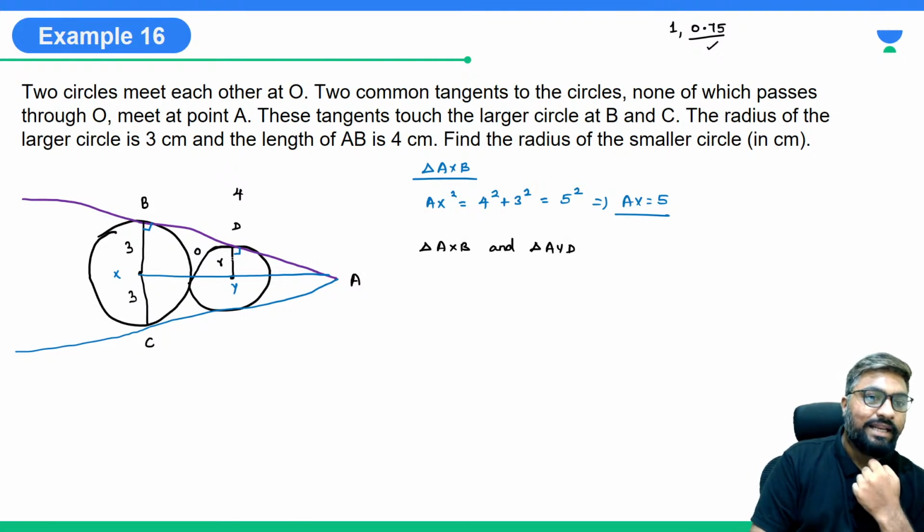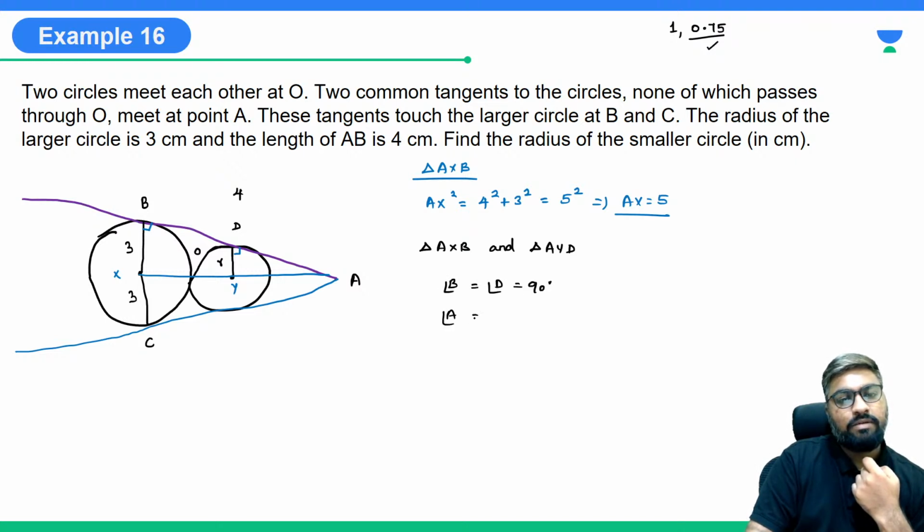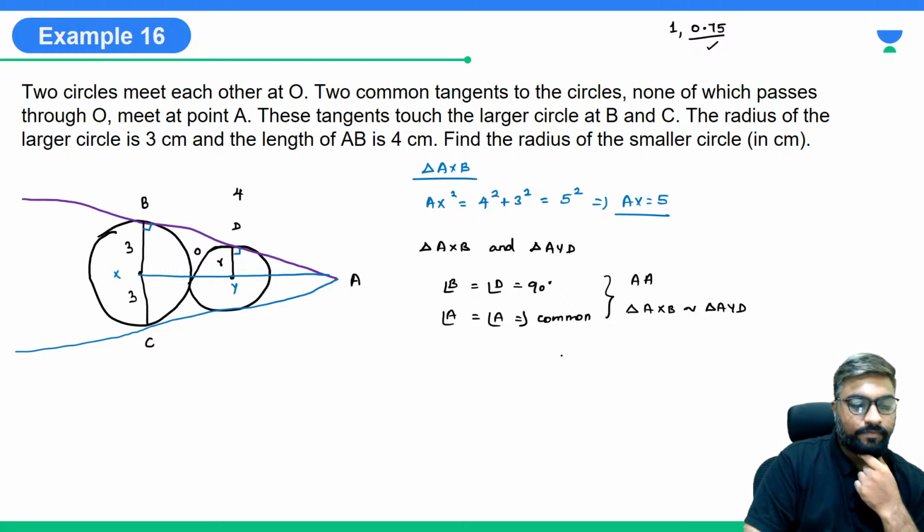कैसे? 90 degrees and common angle A. Yes, दोनों 90 degrees है. Angle B and angle D are 90 degrees, and angle A will be equal to angle A. So why? Because common angle. So by AA similarity, we have proved that these two triangles are similar. AXB similar to triangle AYD. Yes. So what happens here?